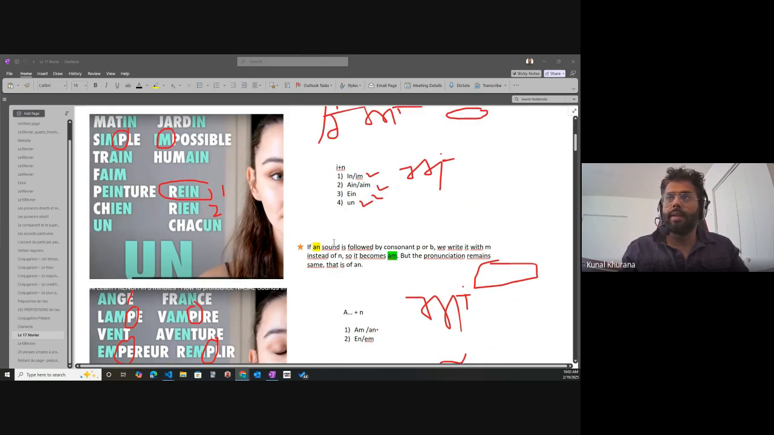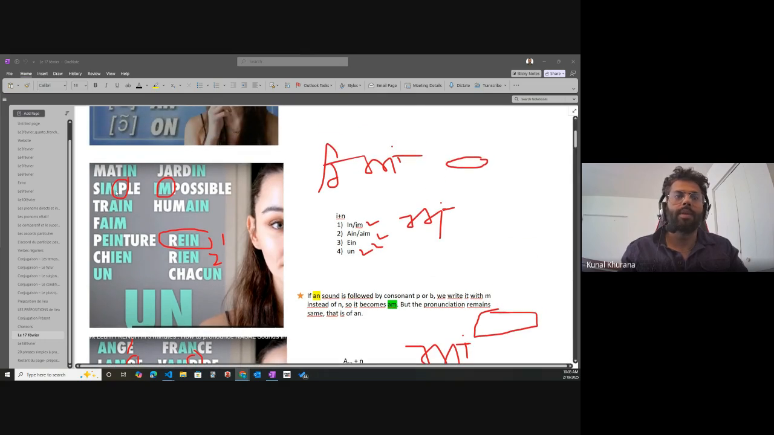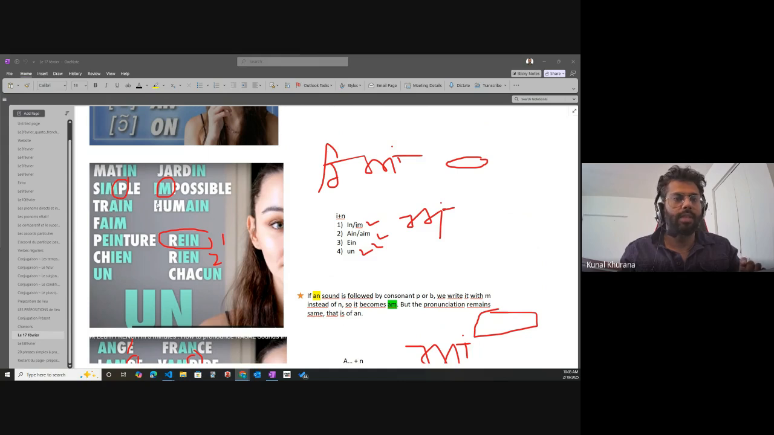We also learned that if there is letter B that follows this sound, n becomes m. Example, sample. The sound is followed by letter P, so the N becomes M. Sample. Possible. Sound is same. You don't pronounce N or M, but if it's followed by letter P or B, then N becomes M.